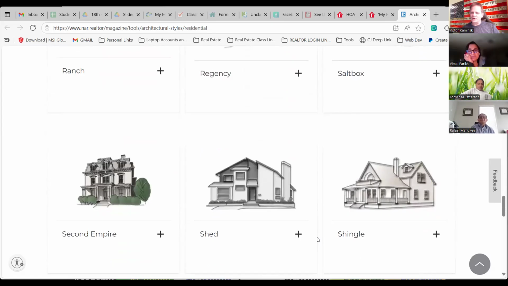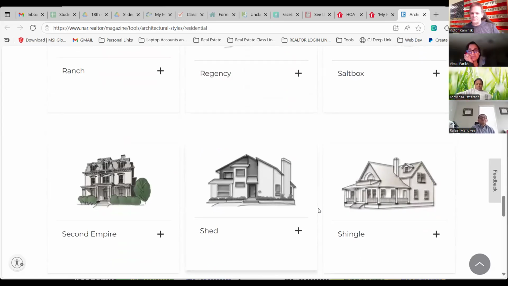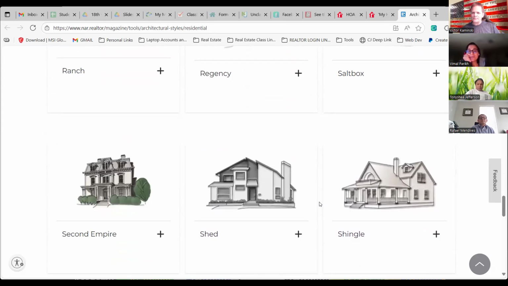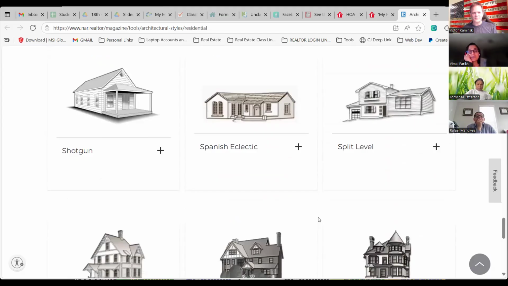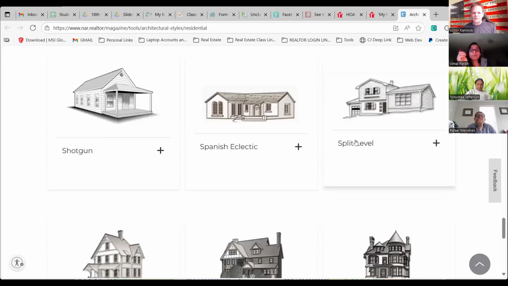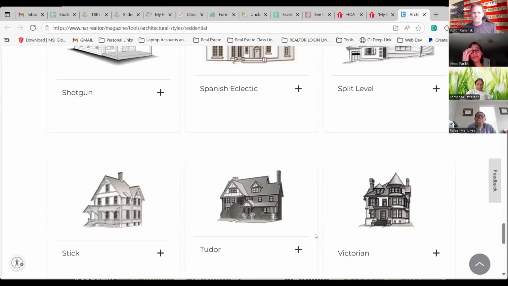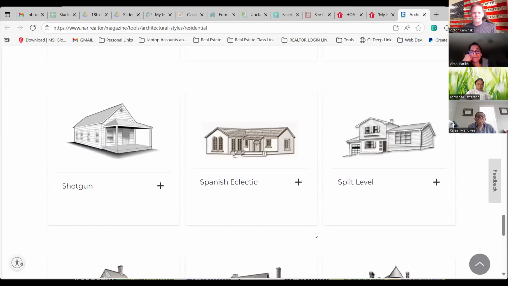You need to be familiar with architectural styles if you're going to be in the real estate business. You get a listing, you have to put in the MLS what the architectural style of the building you're selling is, you know? So you have to familiarize yourself with the different types of architectural styles. Wow, some of the names I've never heard. Spanish eclectic. These are the types, right?